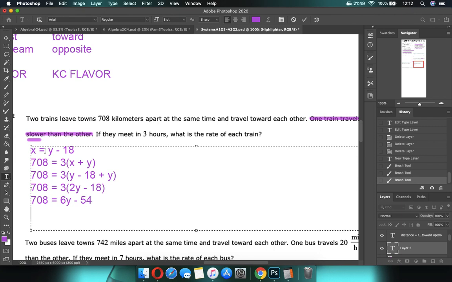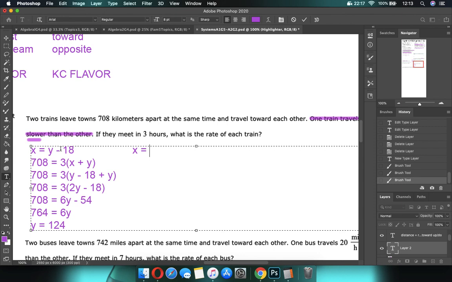So we're going to add 54 and we're going to add 54. So that will be 764 equals 6y. So therefore y equals what? Divided by 6, that's going to be 124. Then from there, we can plug it into any equation of our choice, either this one or this one. This one looks a little bit easier, so I'm going to choose that.